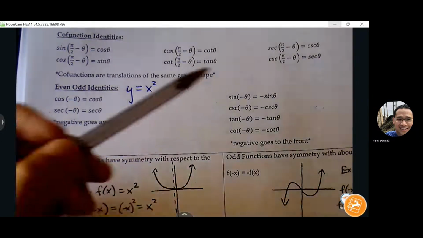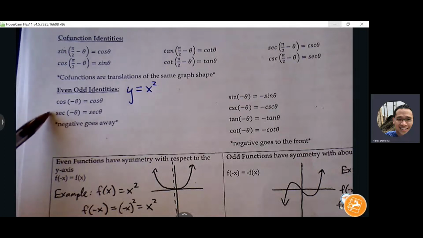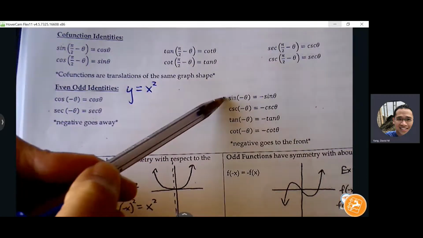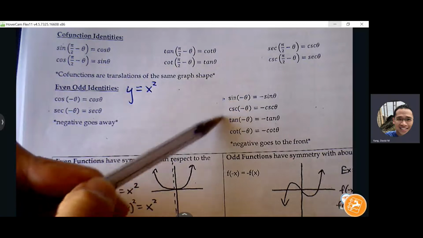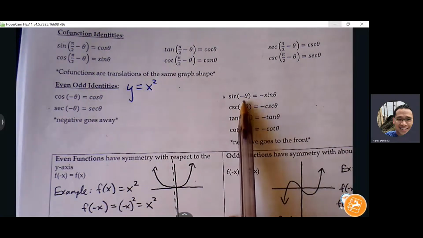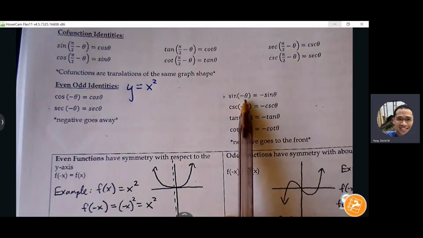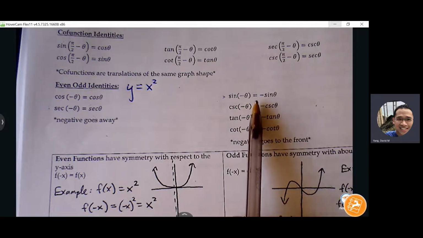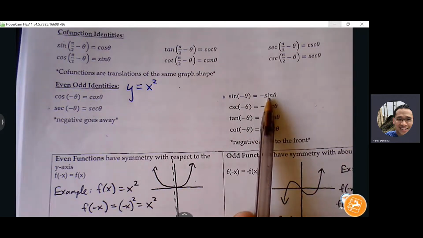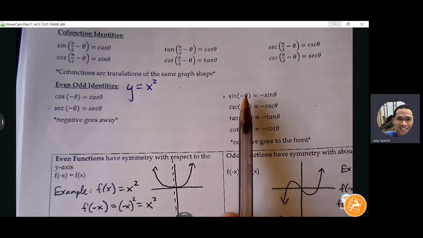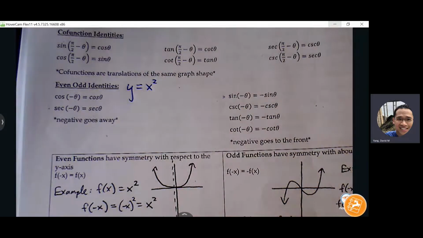Okay. So if I know that these two are even functions, that means the remaining 4 are odd functions. Odd functions means that if I put a negative into the angle measure of sine, that negative is going to stay, and that's the same thing as multiplying a -1 with the sine function. So sine of negative theta creates a reflected version of the sine graph.